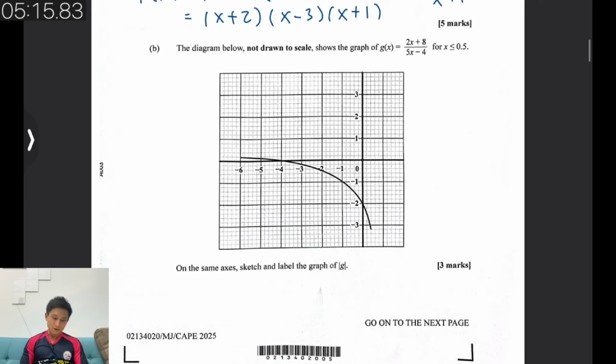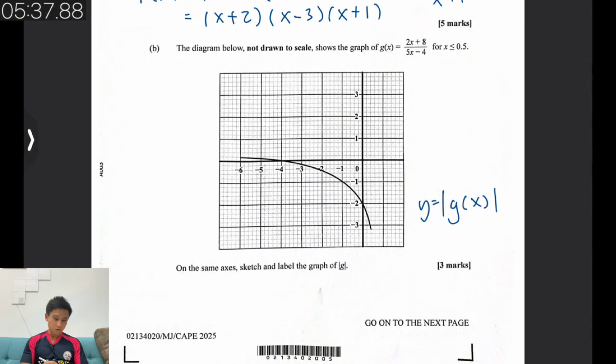Okay, part B. The diagram below, not drawn to scale, shows the graph of g(x) for x less than or equal to 0.5. So 0.5 is around there, right? On the same axis, sketch and label the graph of |g|. So basically just this graph right here, yeah? So we want to plot this graph.